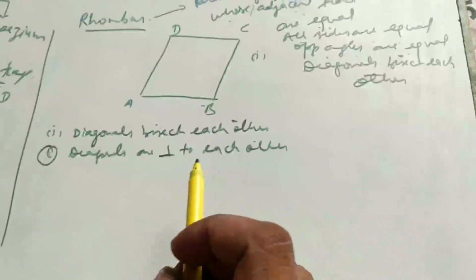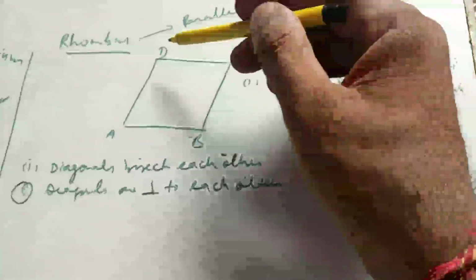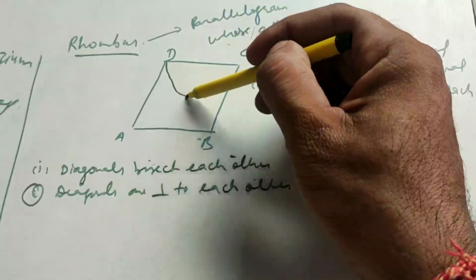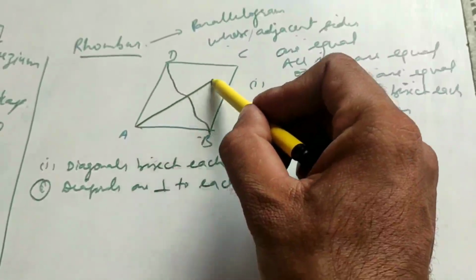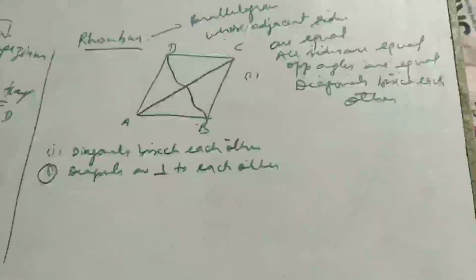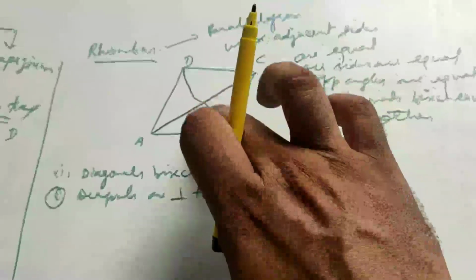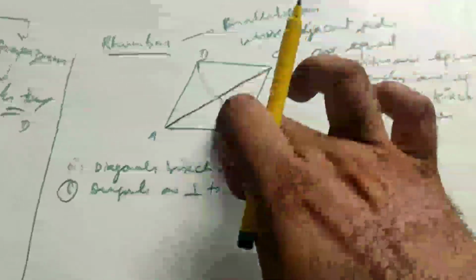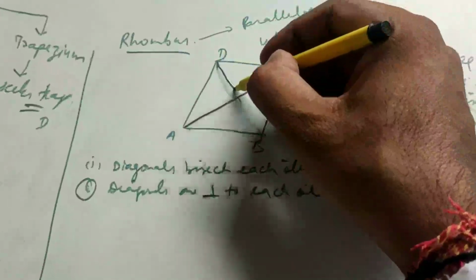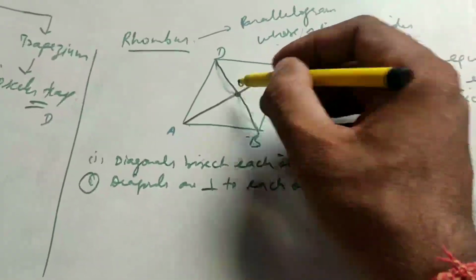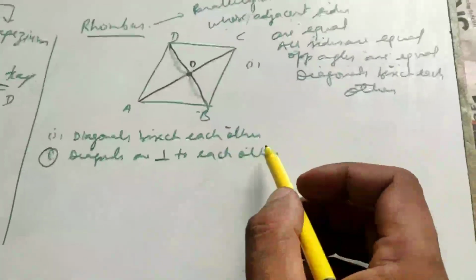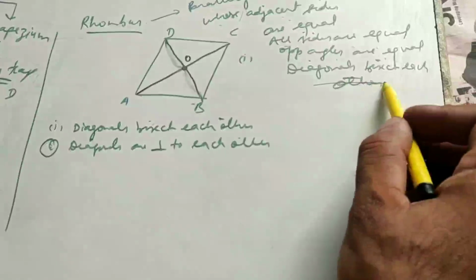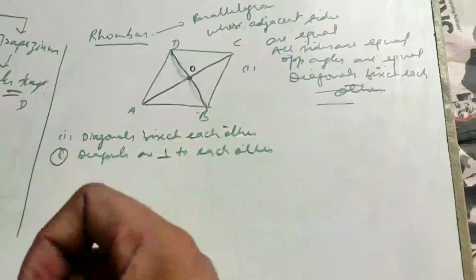Now we will discuss the properties of the diagonals of a rhombus. We join the two diagonals, DB and AC, and suppose the point of intersection is O. There is no need to prove that the diagonals bisect each other, because a rhombus has all the properties of a parallelogram.